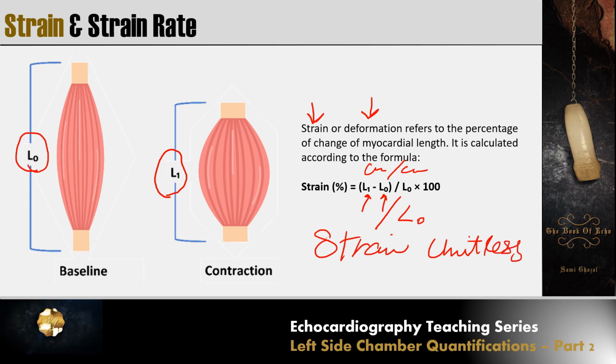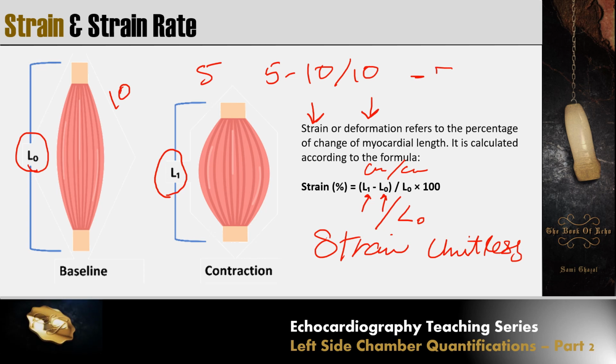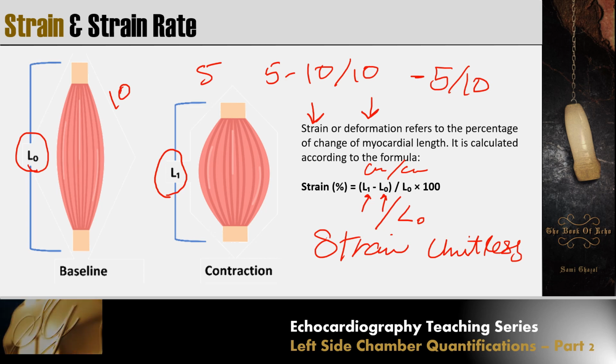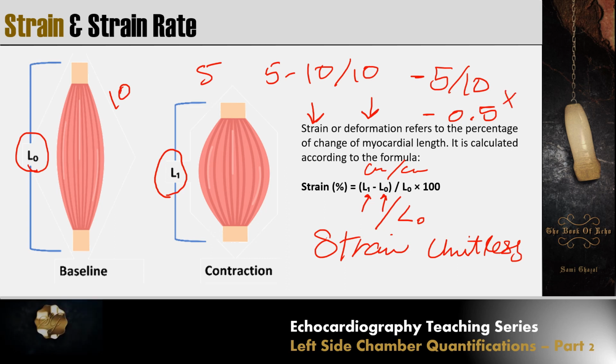So let's say that the initial size is 10 and the final is 5. It will be like this. The final, which is 5, minus 10, divided by the initial, which is 10. So it will be minus 5 divided by 10. It will equal minus 0.5. Then you times it by 100. So the strain for this one will be minus 50%.